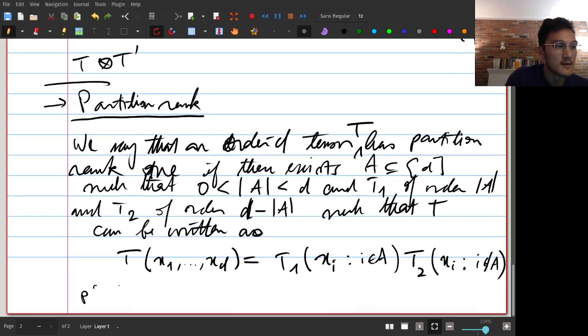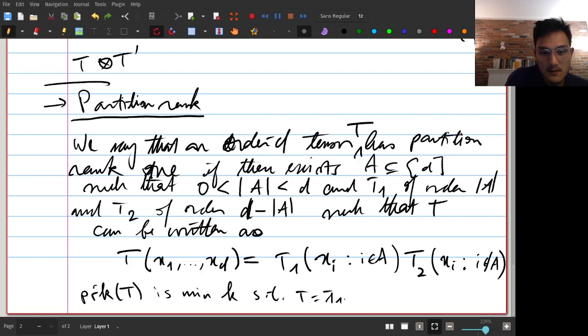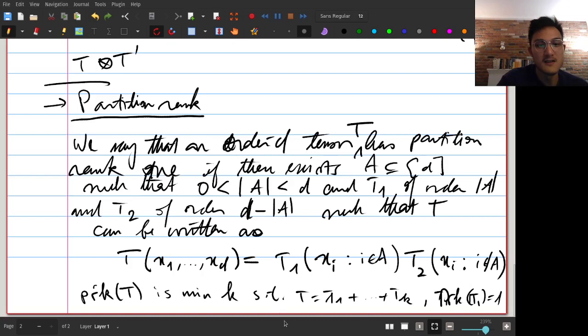And then the partition rank of T is the minimum k such that T is equal to T1 plus up to Tk, and each of these has partition rank 1. Sorry I squeezed it all in there. So we defined a partition rank 1 tensor, and then a partition rank k tensor is just the minimum k such that you can write it as a sum of k partition rank 1 tensors.